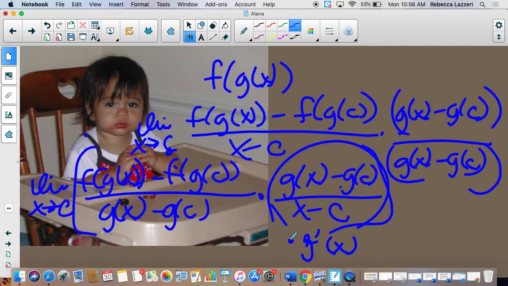Okay, this one was g prime of x, right? Yeah. Because it had x minus c on the bottom. So this must be f prime of whatever's in there, g of x. So this is f prime of g of x. And that is your derivative. This is your chain rule.